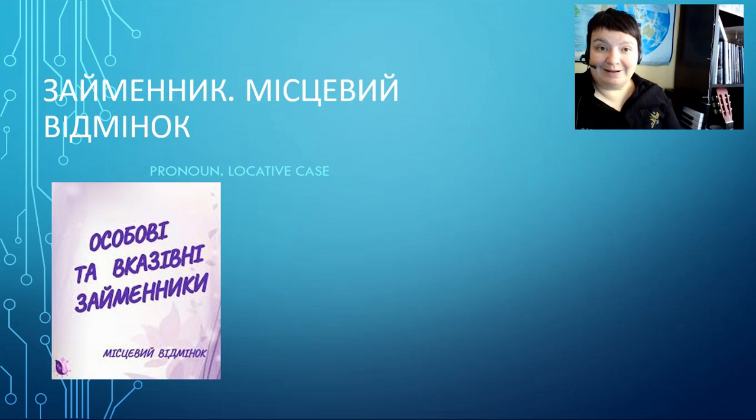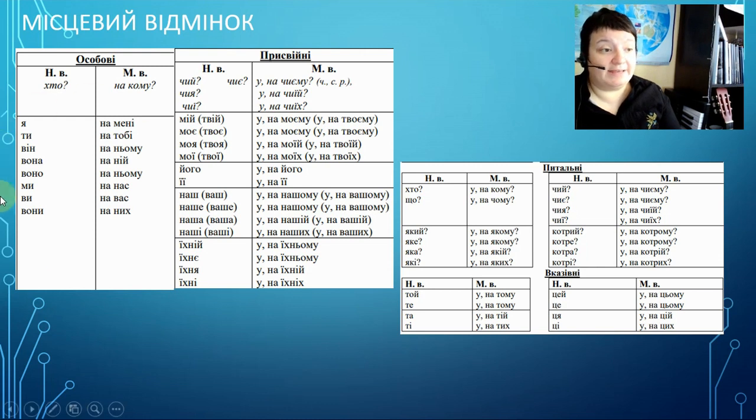We are going to talk about pronouns, but not just the pronouns, but about cases of pronouns. We have got acquainted with all the types of pronouns in Ukrainian language so far, so right now we are going to talk about cases, and the first one will be about locative case. So let's start. Займенник – місцевий відмінок. Pronoun – locative case. That's pretty easy. Let's look through it. So, місцевий відмінок – locative case. We are going to start with personal pronouns.